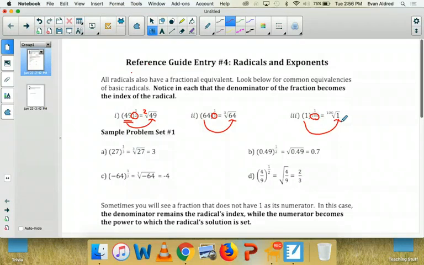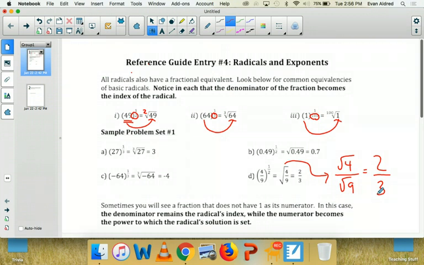So 4/9 to the 1/2 means the square root of 4/9, which, if we remember, means the square root of 4 over the square root of 9. The square root of 4, of course, is 2. The square root of 9, of course, is 3. So that leaves us with an answer of 2/3.